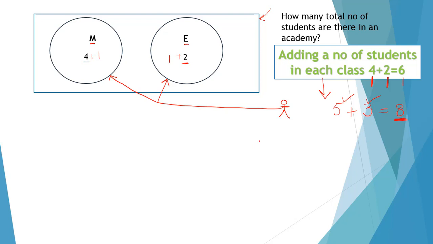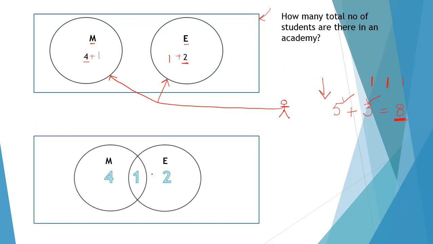So we have a new Venn diagram which shows the intersection of both the courses, Math and English. And this intersection represents the number of students who are taking both the courses. 4 students are taking math only and 2 students are just taking English. And you are taking both the courses.